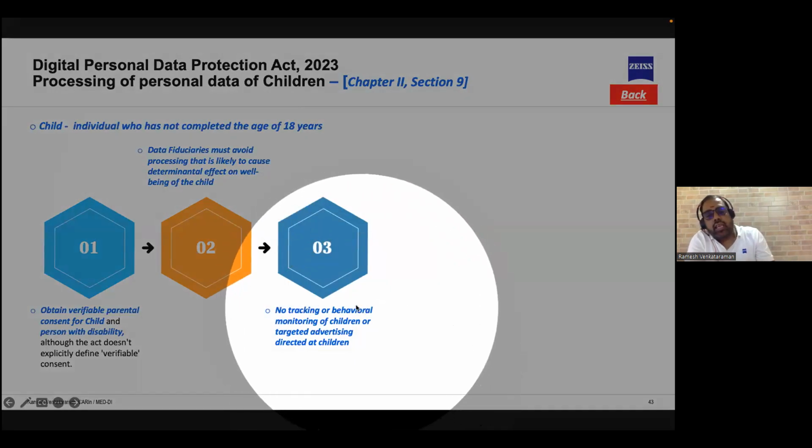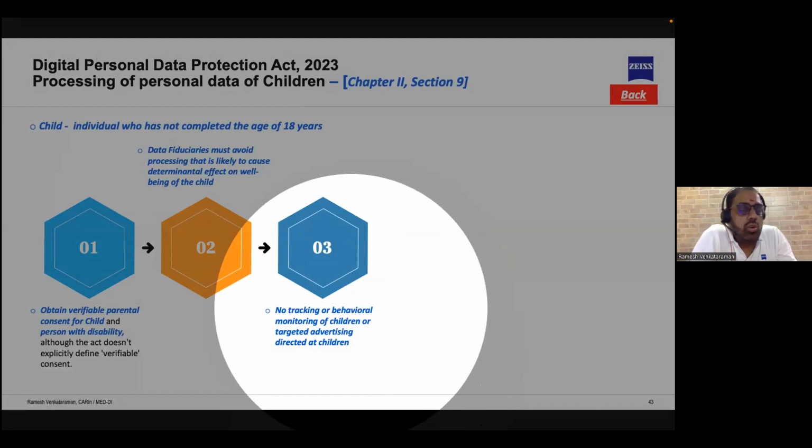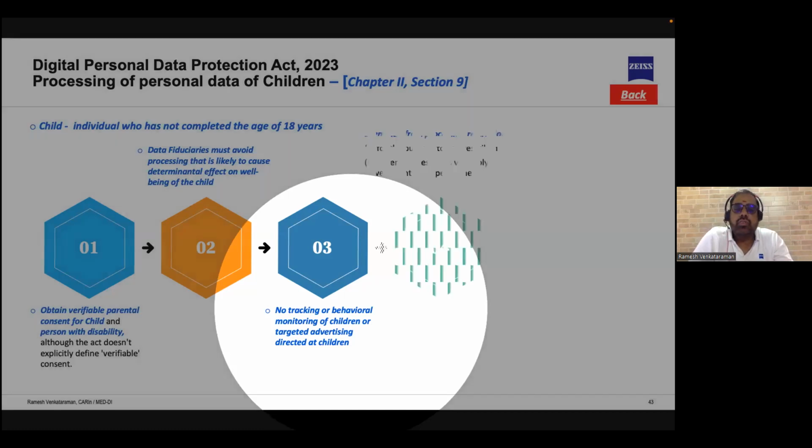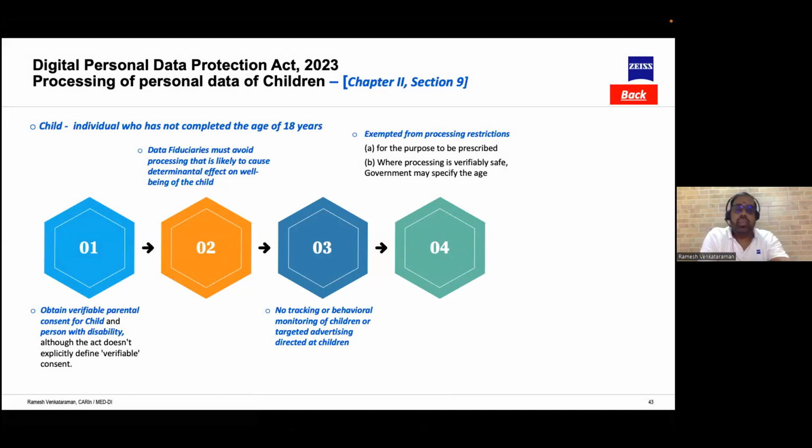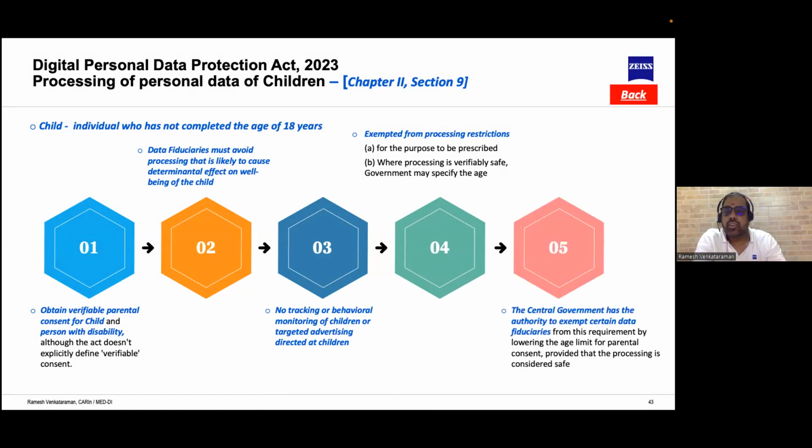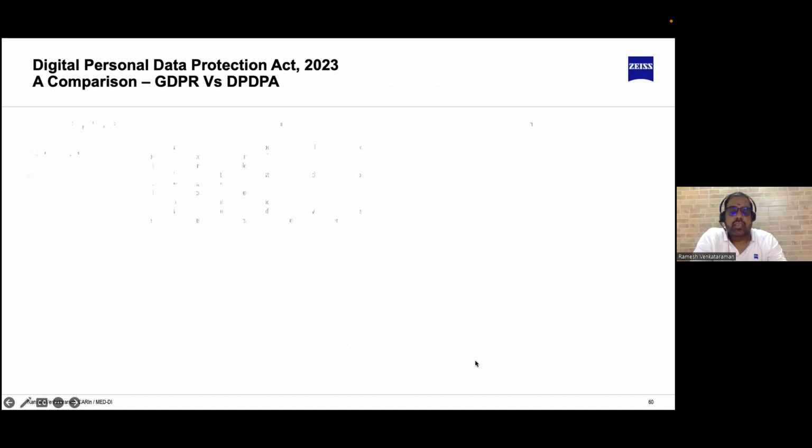No tracking or behavioral monitoring of a child, or no targeted advertising directed at children. Be careful. If you are a data fiduciary, we need to be careful. Exempted, some of the purposes will be prescribed later. Where processing is verifiably safe, government may specify the age, right? There are some representations from the social media, especially Facebook kind of organizations, because their main customers are the kids, right? So might be. So now if you are able to prove that you have a proper system in terms of identifying their age, they might reduce it. It has the authority to exempt certain data fiduciaries. We need to see who all are going to be, right? But this is one quite interesting aspect here.